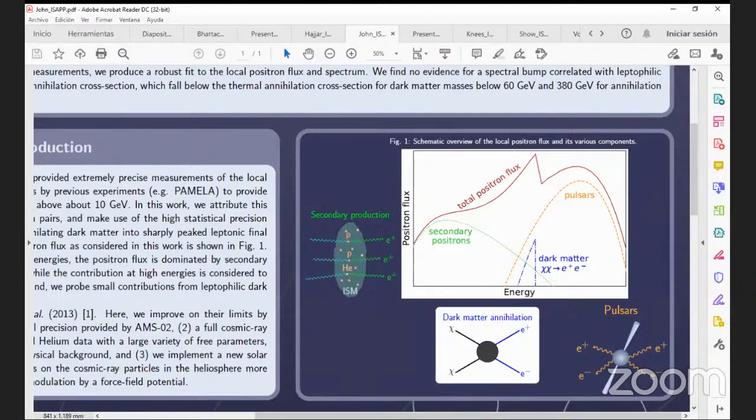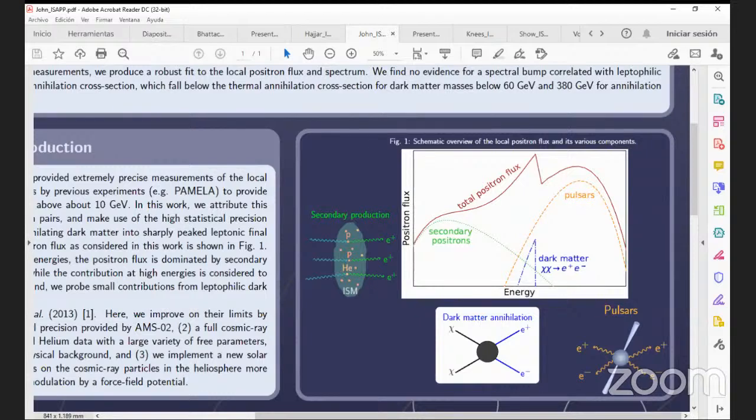The two most prominent explanations were a contribution from dark matter or from pulsars. But lately, the dark matter contribution has become disfavored by other constraints and observations, and the pulsars have become more favored. So what we assume here is that this rise in the positron flux comes just from pulsars. Pulsars rotate, and some of this energy can be converted to electron-positron pairs. That's how they produce positrons.